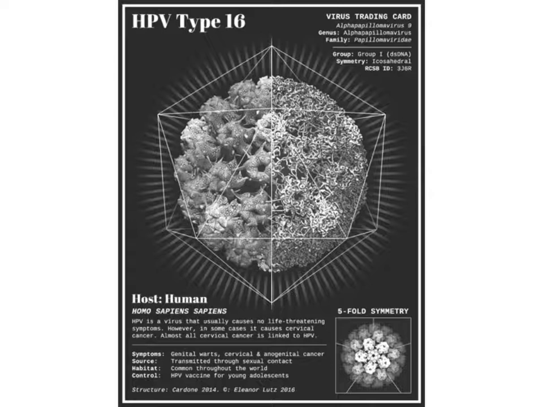With the icosahedral structure, two different images of the protein structure of the capsid. So, this is a virus trading card. It's part of the alpha papillomavirus 9. The genus is alpha papillomavirus, family Papillomaviridae. Tells you it's double-stranded DNA, icosahedral, and then there's some information on the lower left for you as well. I think we should make these for our bacteriophages.